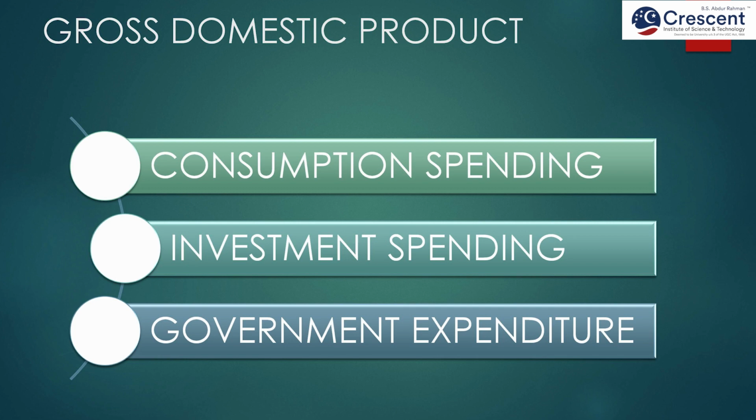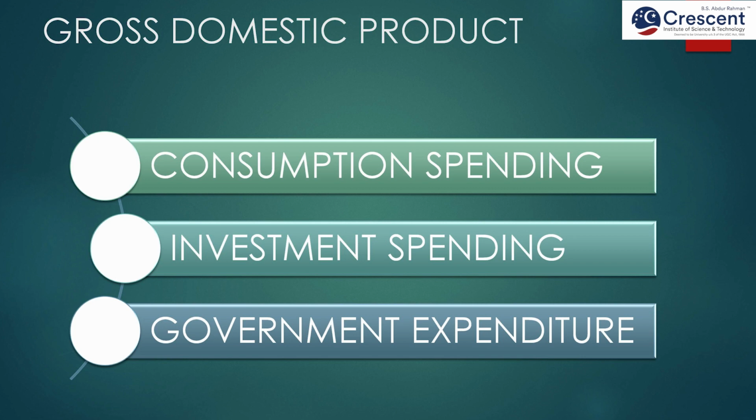Gross domestic product, GDP. It is a measure of economic activity. This is the total amount of goods and services produced in a country in a year. It is calculated by adding the final value of all goods and services produced in a year. GDP has several components. Some of the major components are as follows.